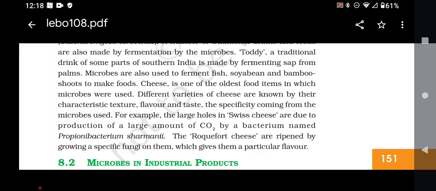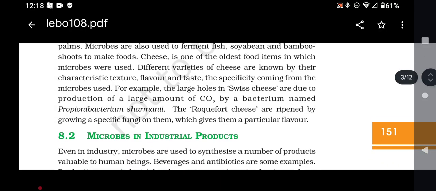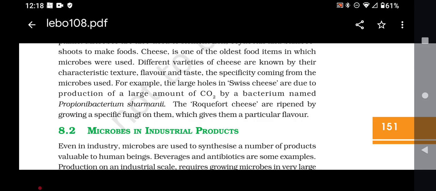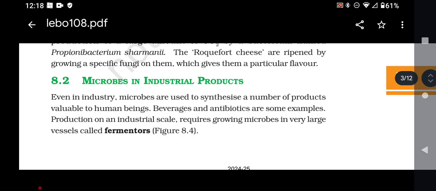For example, the large holes in Swiss cheese are due to production of a large amount of CO2 by a bacterium named Propionibacterium shermanii. The Roquefort cheese is ripened by growing a specific fungus on it, which gives it a particular flavor. Microbes in industrial products.